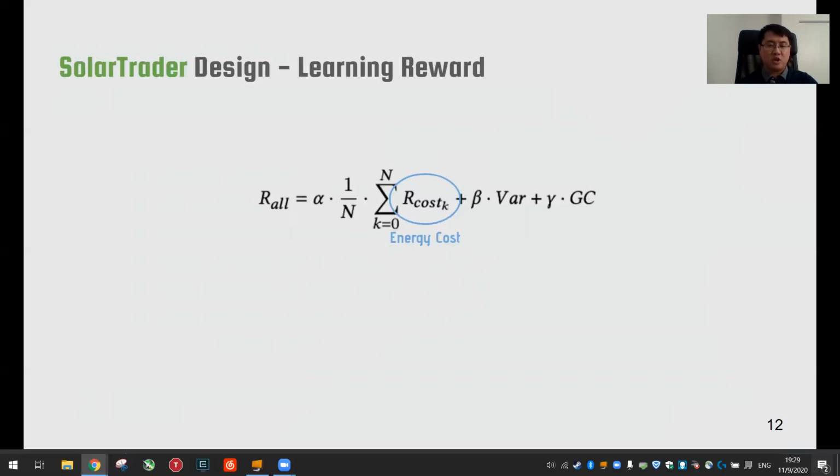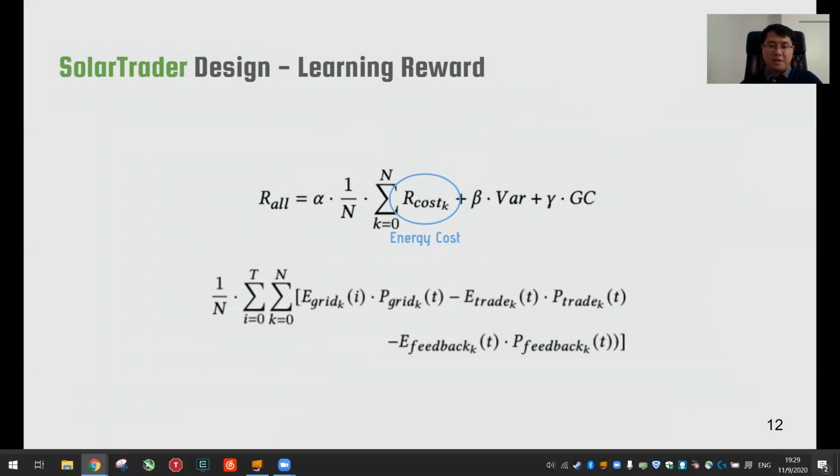First part is the energy cost. As shown in the second equation, we consider the energy drawn from the grid, the energy traded with your neighbors, and the surplus energy fed back to the grid.